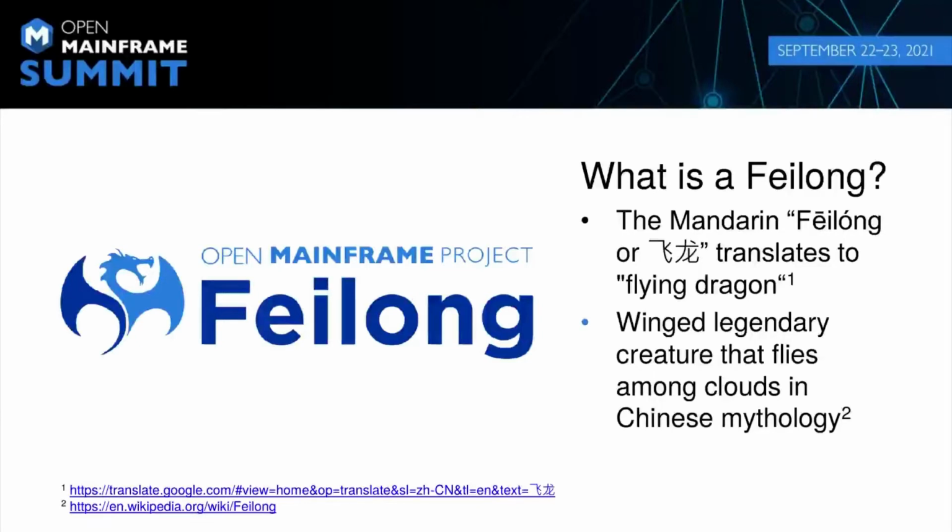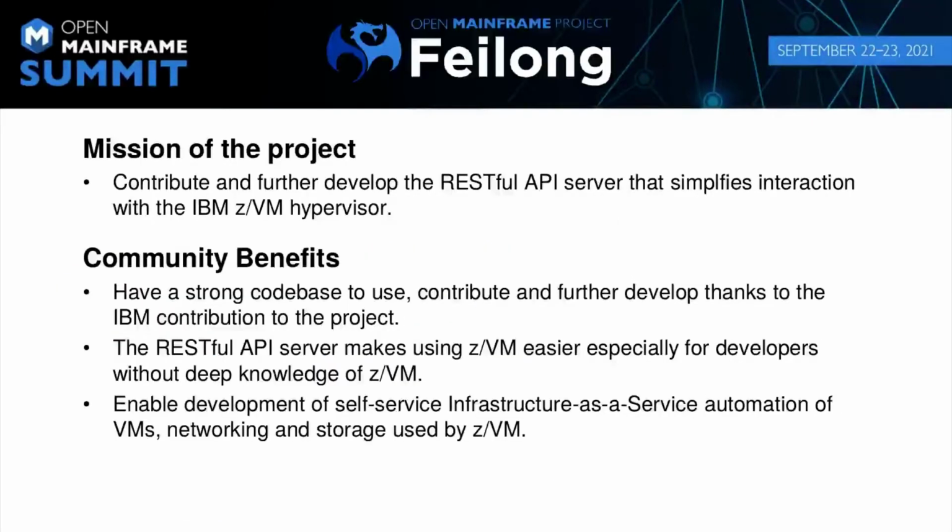It provides infrastructure as a service automation. It provides an API for infrastructure as a service automation that can then be used for creating clouds on IBM Z and LinuxONE systems. At the core of Feilong is a RESTful API server that helps to simplify the interaction with the IBM z/VM hypervisor. The mission of our project is to contribute and further develop this RESTful API server.